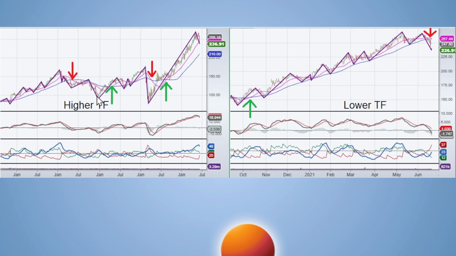And then we continue to make a lower high, lower low, and then we reverse back up. If you notice here, where the green arrow shows the 18 crossing up above the 40, it actually takes place before this peak is taken out by this peak.